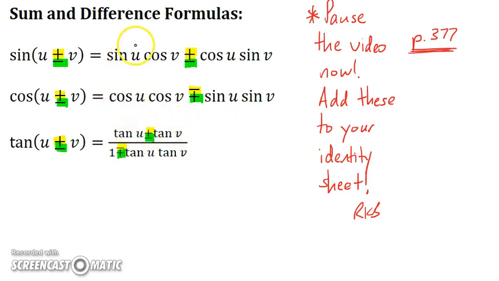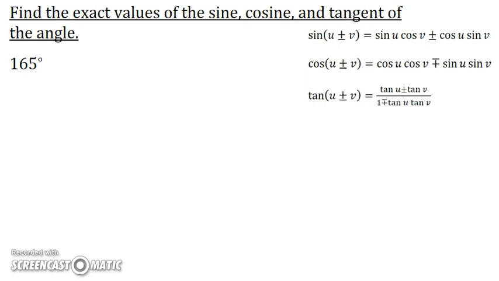Well, to me, I think it's easier to use the sine and the cosine formulas, and then I know that tangent is sine divided by cosine. And I'll show you that in a second. So here's what we want to use these formulas for. We want to find the exact values of sine, cosine, and tangent of this angle, 165 degrees.